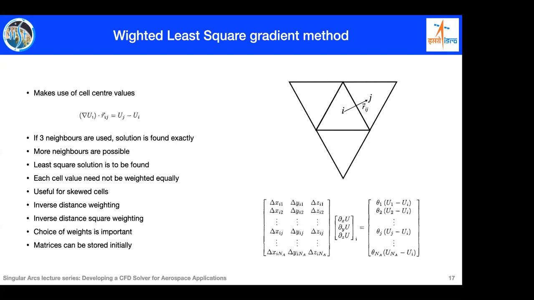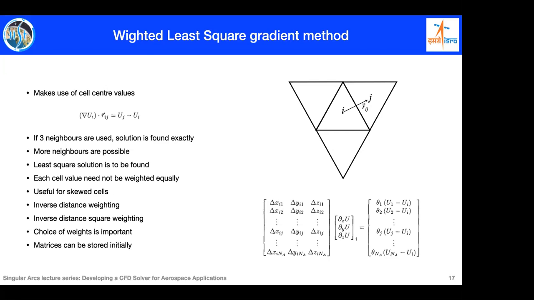Here also sometimes the weights are important, like some cells are weighted more as compared to others. There are different types of weights, like you use 1 over distance or 1 over distance square, and those weights also can sometimes make a difference. They may not be much, but they can make a difference in your solution strategy.